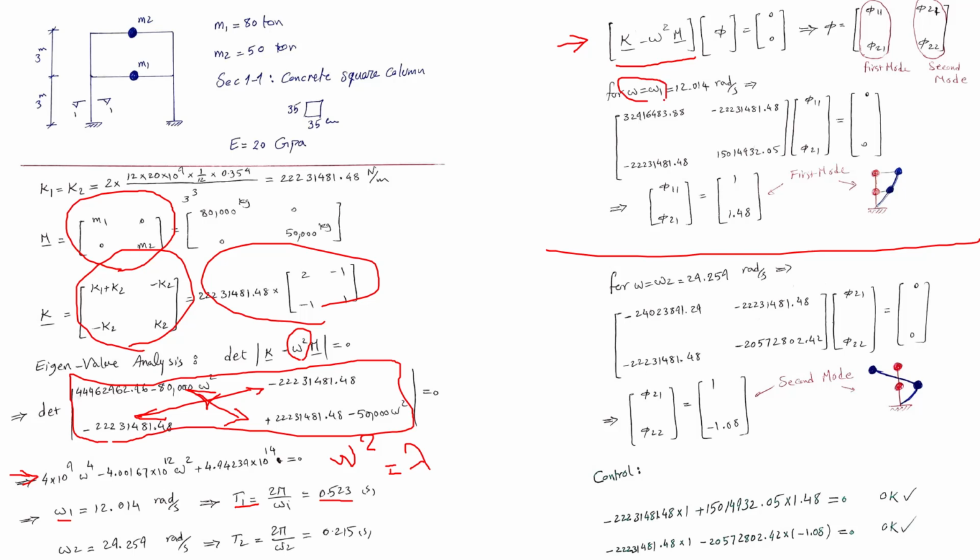For the first attempt, we substitute omega equal to omega 1, which is 12.014 radian per second, into this matrix. I will come up with this matrix multiplied by phi 1,1 and phi 2,1 equal to 0, 0.